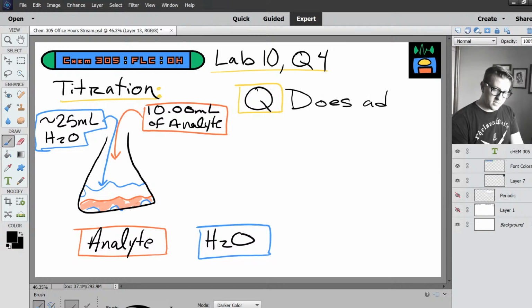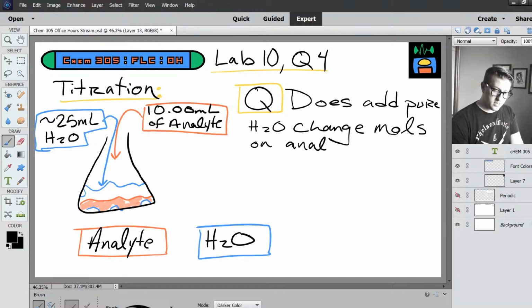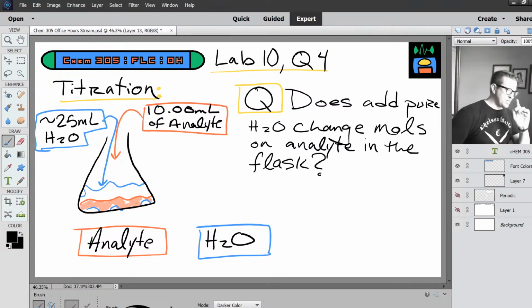Does adding pure water change the moles of analyte in the flask? All right, think about it. Does adding pure water change the moles of analyte in your flask? And the answer is no.